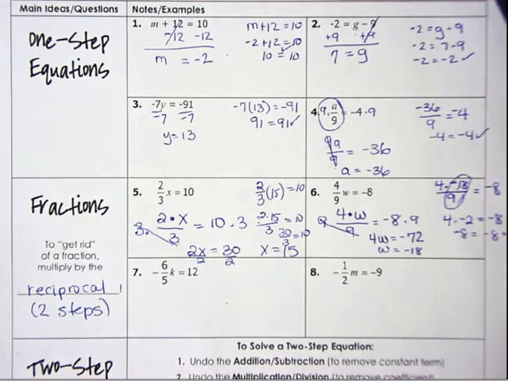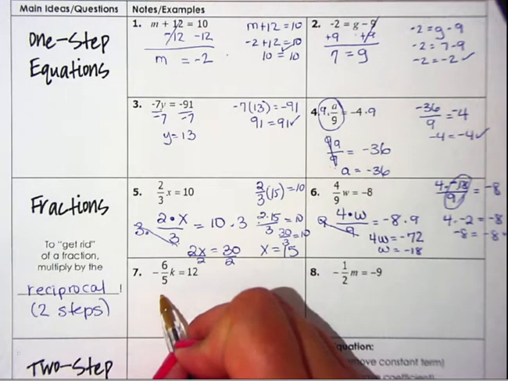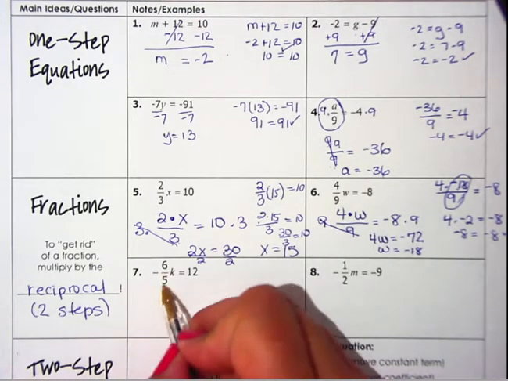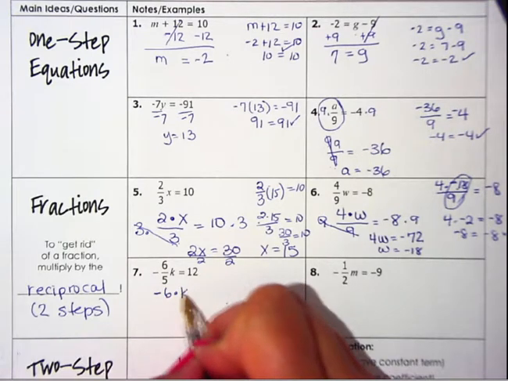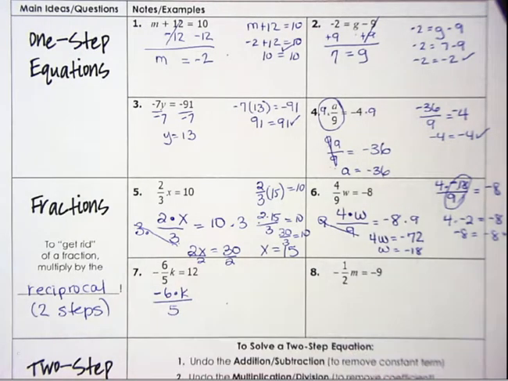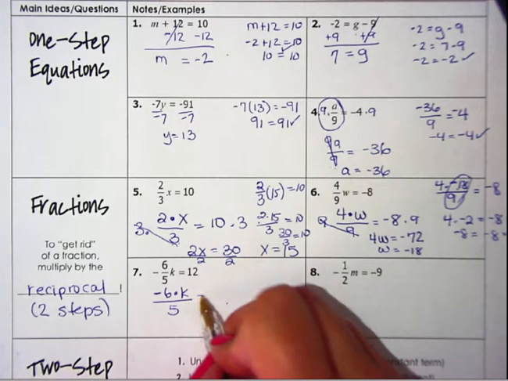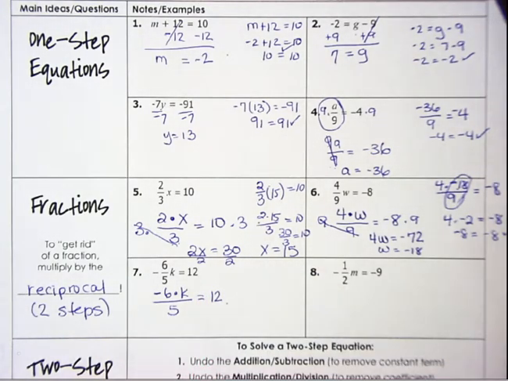All right, the only difference with the 2 at the bottom is we now have a negative sign in front. So again, I like to rewrite it. When I see negative 6/5 times k, I rewrite it as negative 6 times k divided by 5. And then that's going to be equal to 12. So just to walk you through this one, to get k by itself, we're going to go ahead and multiply both sides by 5. Then we can divide by negative 6, and that should give us a value of k.